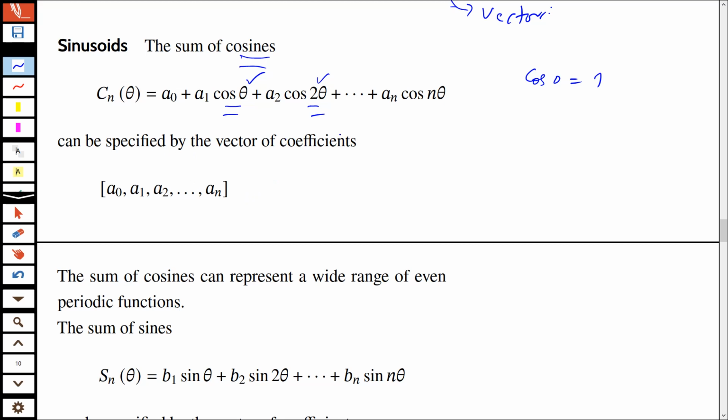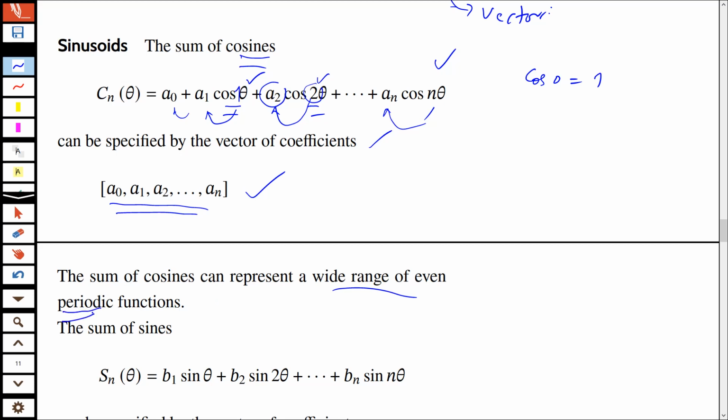Now this can be specified by the vector of coefficients. You can imagine a function where this 2 maps to this a2, this 1 maps to a1, that 0 maps to a0, and this n maps to an. So you can see this sum of cosines as a mapping from integer multiples of the fundamental argument to coefficients, and hence this sum of sinusoids can be specified by a single vector. It's very simple.